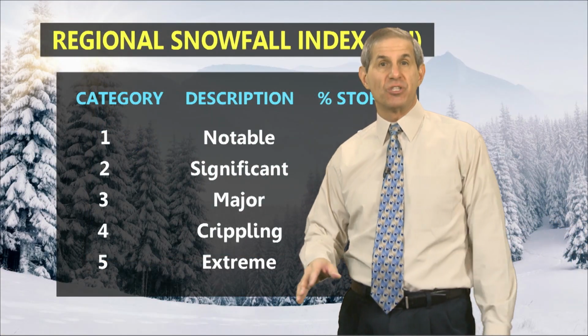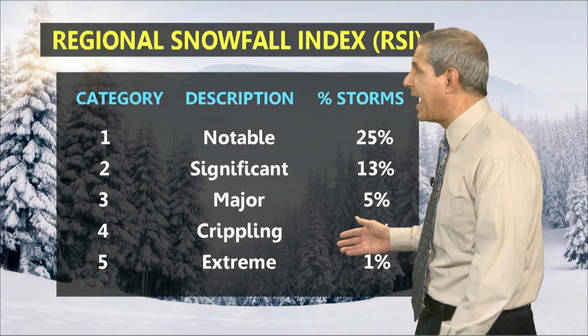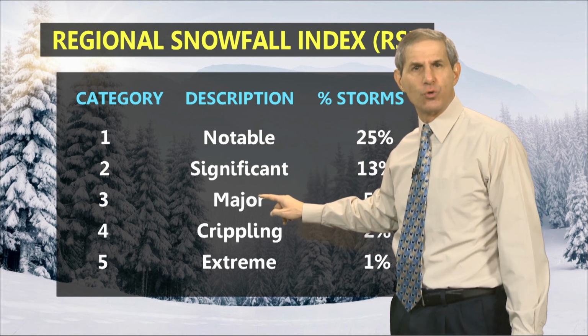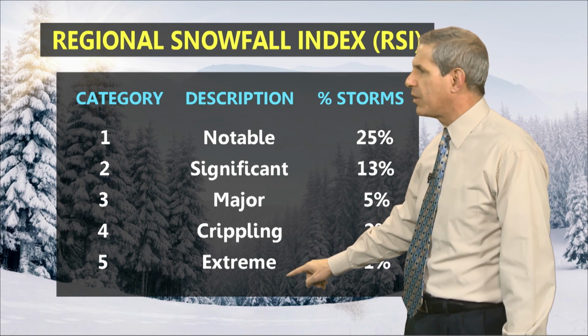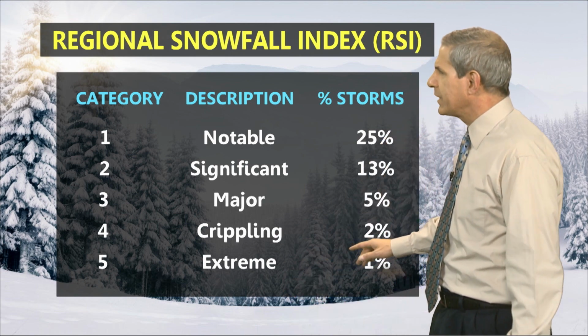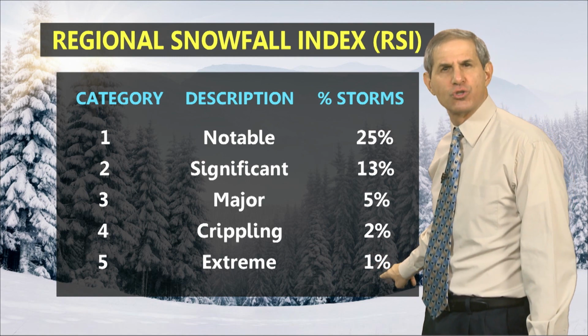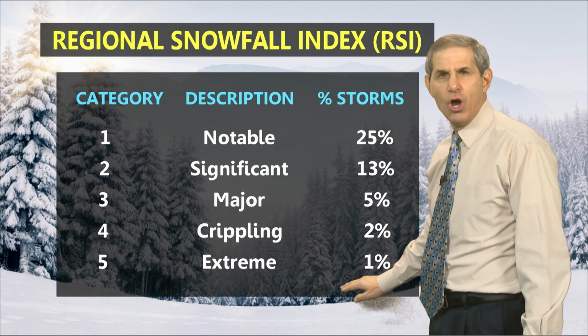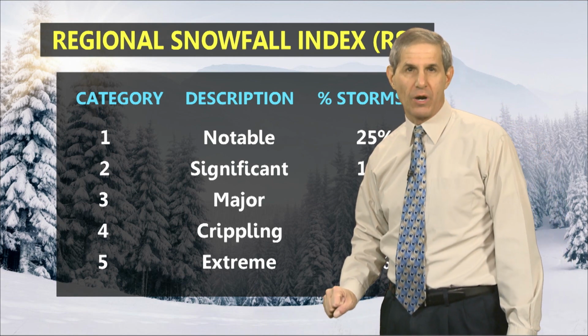Now, like the Saffir-Simpson scale, the RSI goes from 1 to 5. Categories 1 and 2 are notable and significant snowstorms, while 4 and 5 are deemed crippling and extreme. The index is designed so that only about 1% of all storms end up in the extreme category, and less than 10% are Category 3 or higher.